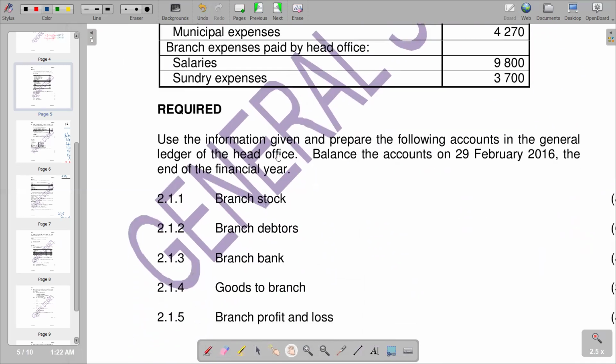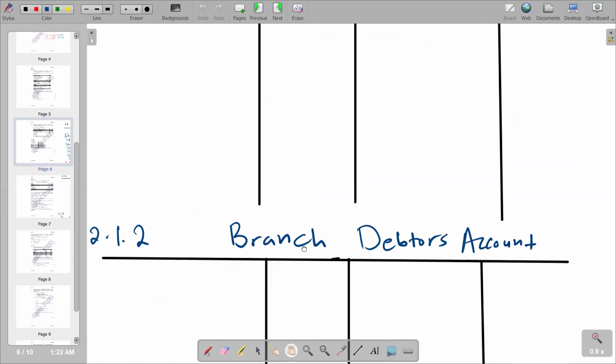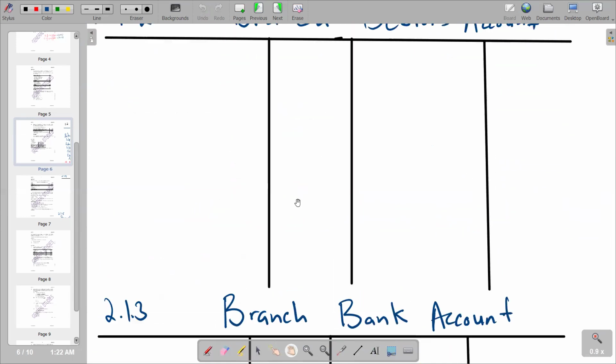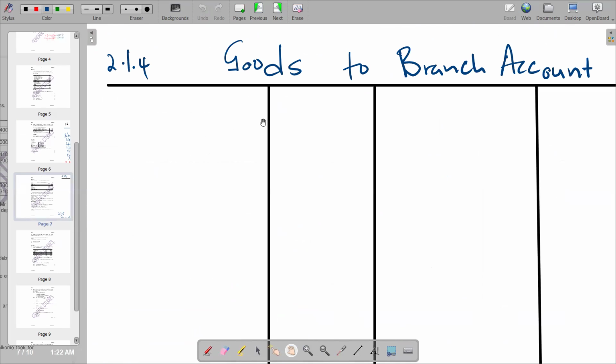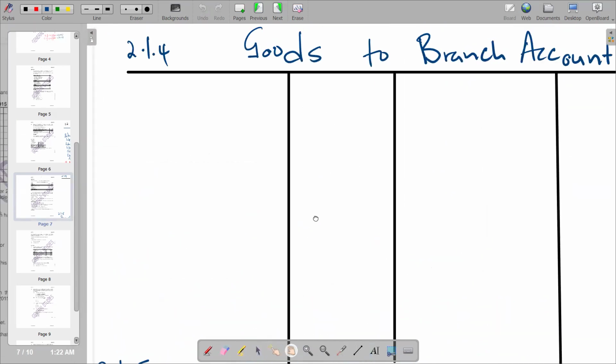For all the required parts, use the information given and prepare the following accounts in the general ledger of the head office. Balance the accounts on 29 February 2016, the end of the financial year. The first part of the question is to prepare the branch stock account, the branch debtors account, and lastly the branch profit and loss. If we go to our other section, you see that we have those accounts already there: the branch stock account, the branch debtors, the branch bank account, the goods to branch account, and the branch profit and loss.